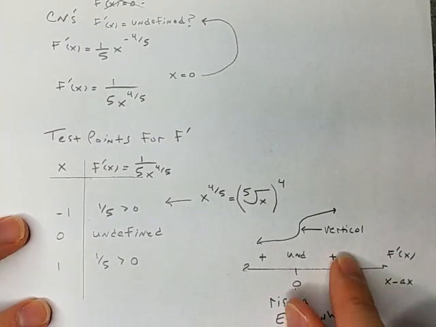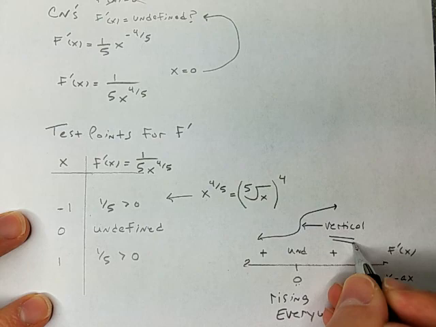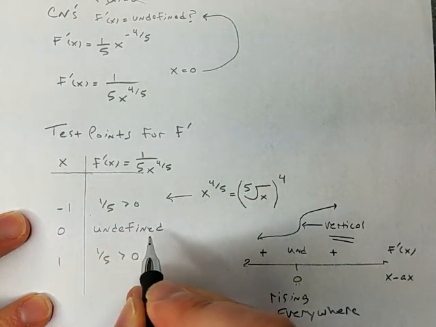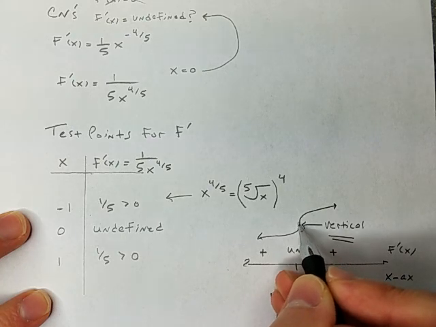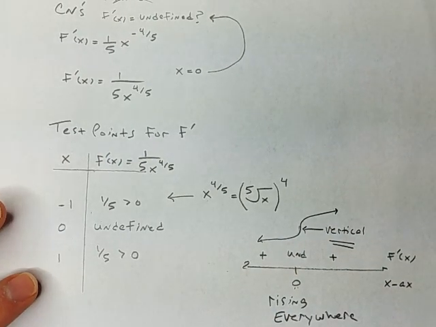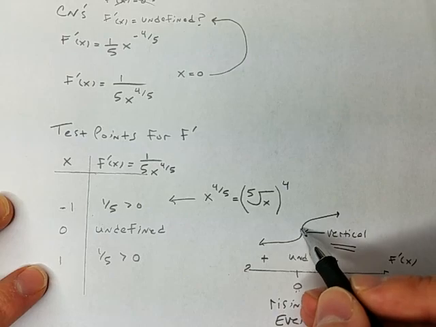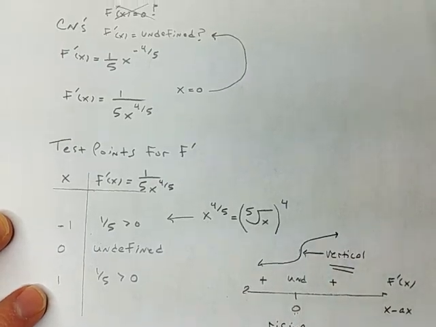One fine detail about it is it's vertical there at the point where the derivative is undefined. The derivative is undefined because there's no way to measure the slope of a vertical line. And there's a point right in there where the curve is vertical.